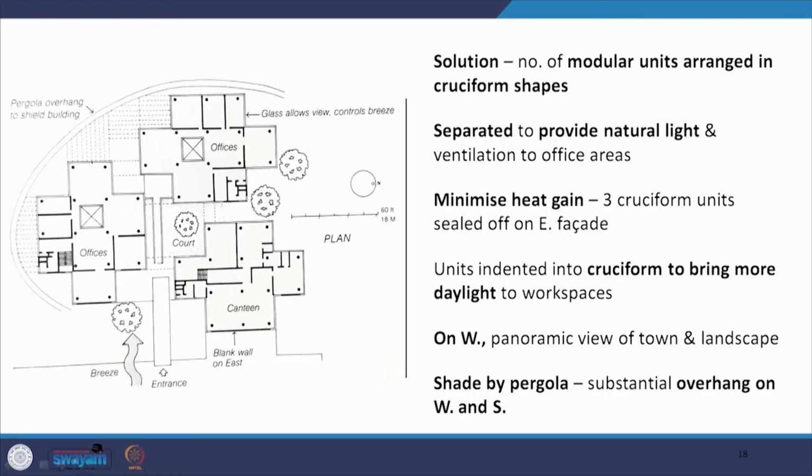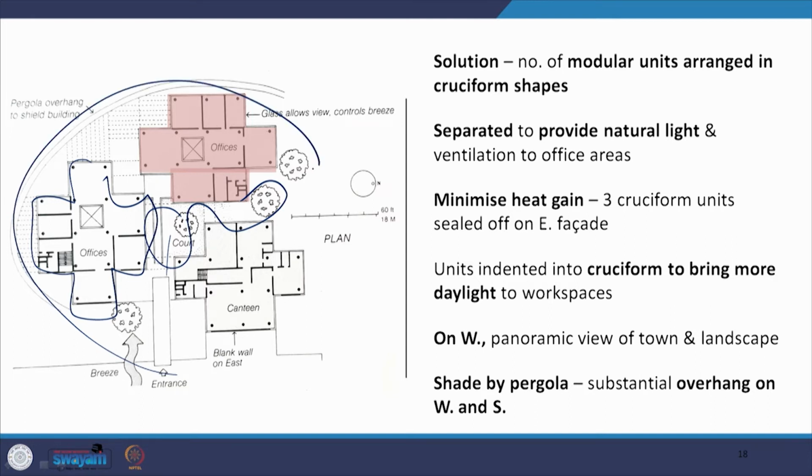Now, the solution was a number of modular units that were arranged in a cruciform shape. This is, say for example, one unit. It's separated to provide natural light and ventilation to the office area. So, there are separate modular units that are put together around, for example, a courtyard, ramps, pathways, and there is an overarching pergola on top of the whole thing, and this is done to create that microclimate.